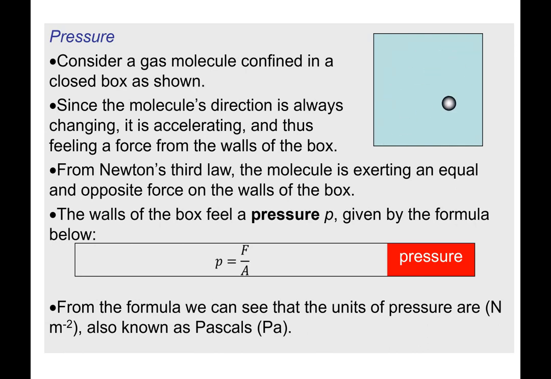The units are always important. The unit on force is the SI unit, the Newton, and the unit on area is meters squared. So the SI unit for pressure is newtons per meter squared, which is also known as a Pascal.